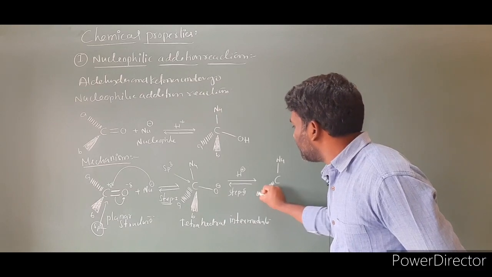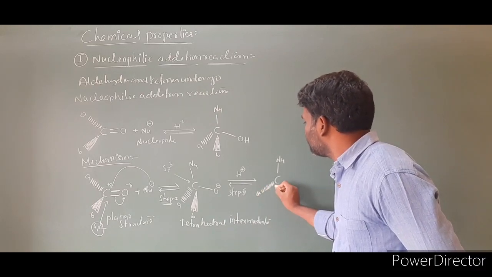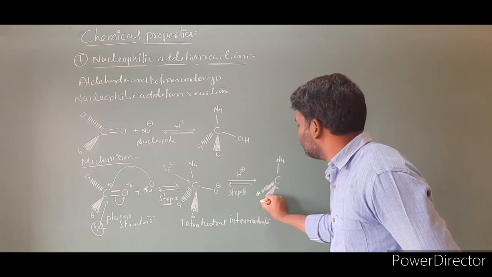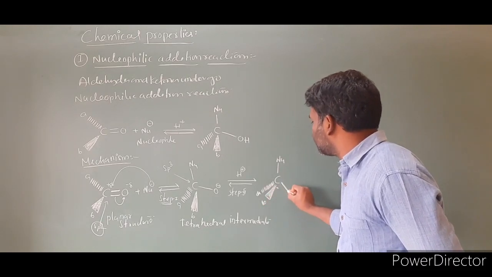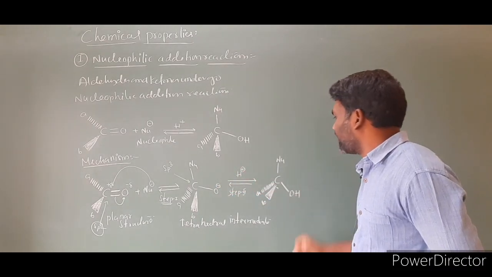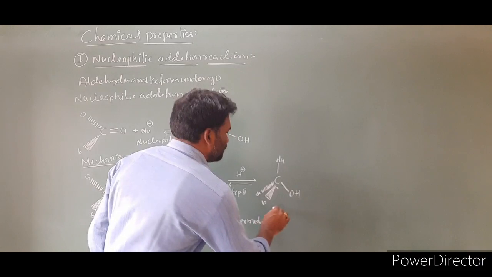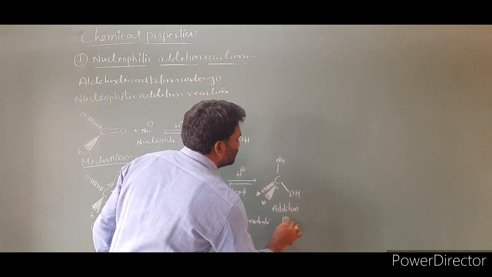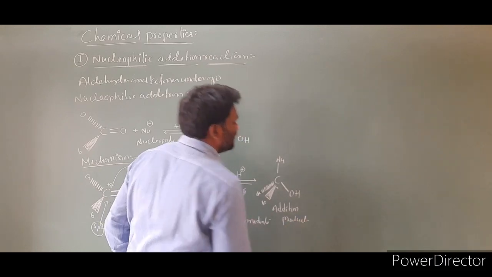This is A. This is B, and here is O. O minus is taking H plus, converting into OH. So this is an addition product. This is the final product, the addition product formed in this reaction.